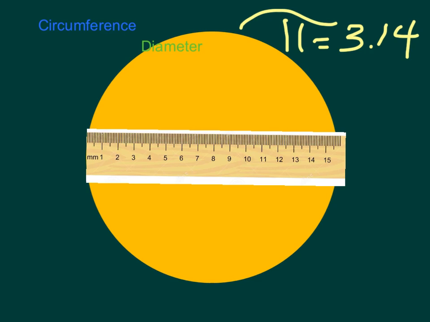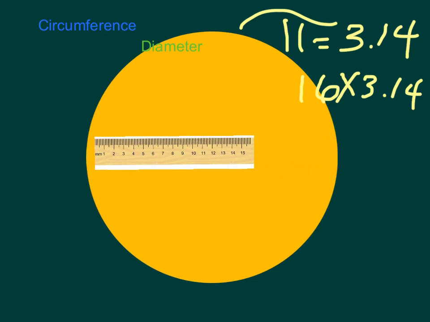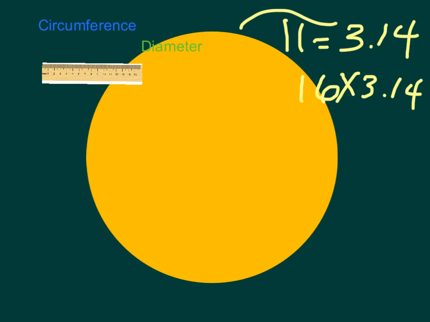So let's look at the measurement that we have here. It's over 15 centimeters. So we're going to use our rounding skills, and we're going to round up to 16. So we have 16 centimeters for the diameter, and it takes 3.14 of those measurements to equal the circumference. So we would multiply 16 times 3.14 to find the distance or the circumference around this circle. Let's go ahead and multiply out 16 times 3.14.